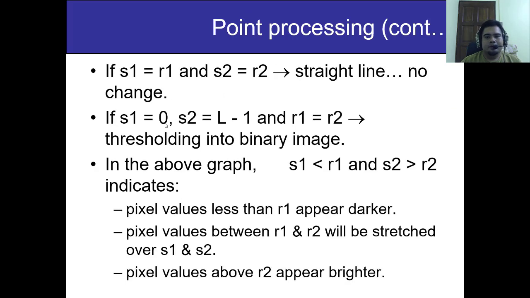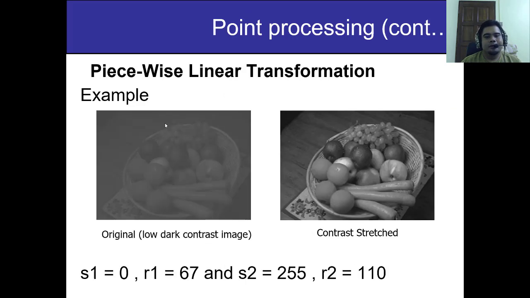Same goes to this one. This one is a low dark contrast image. If you want to double confirm, you need to generate the histogram. You will find that most of the histogram occupies the dark region, on your left side there.